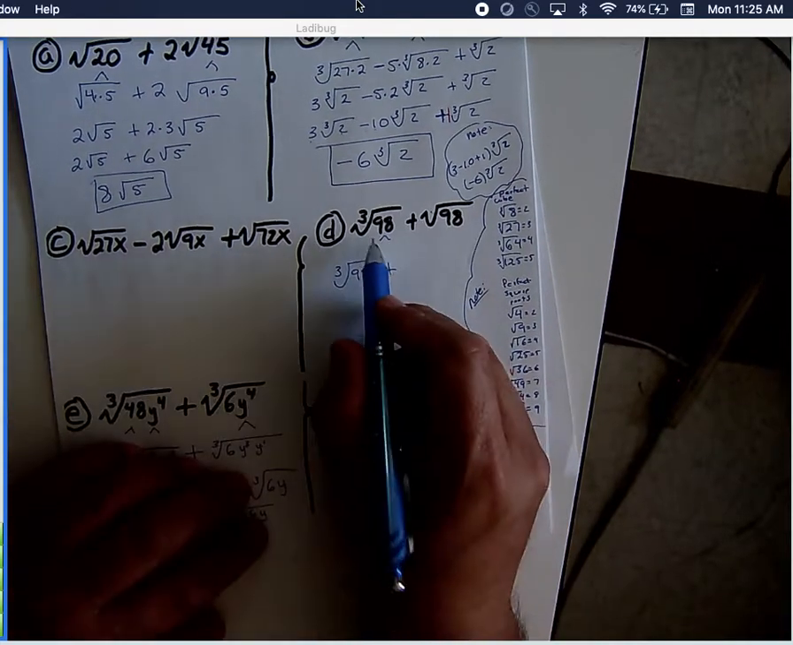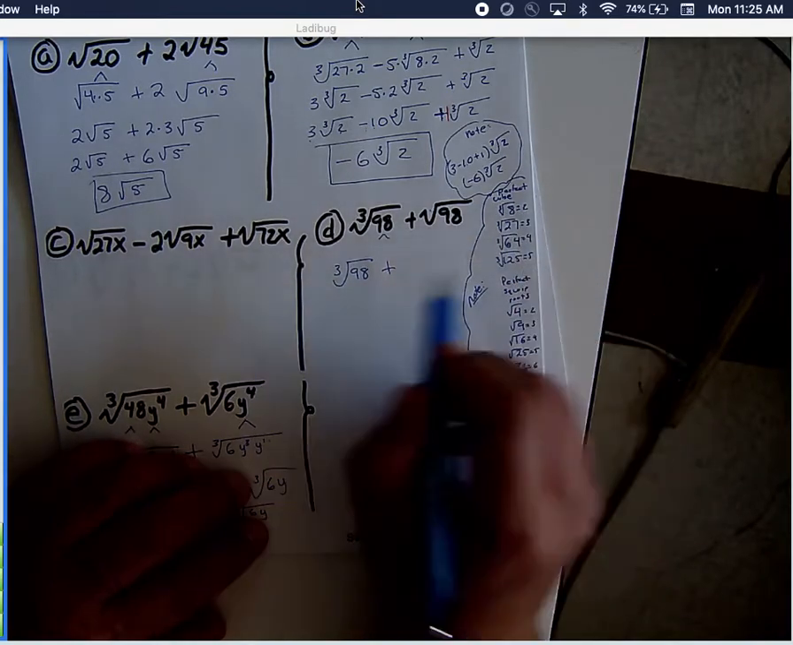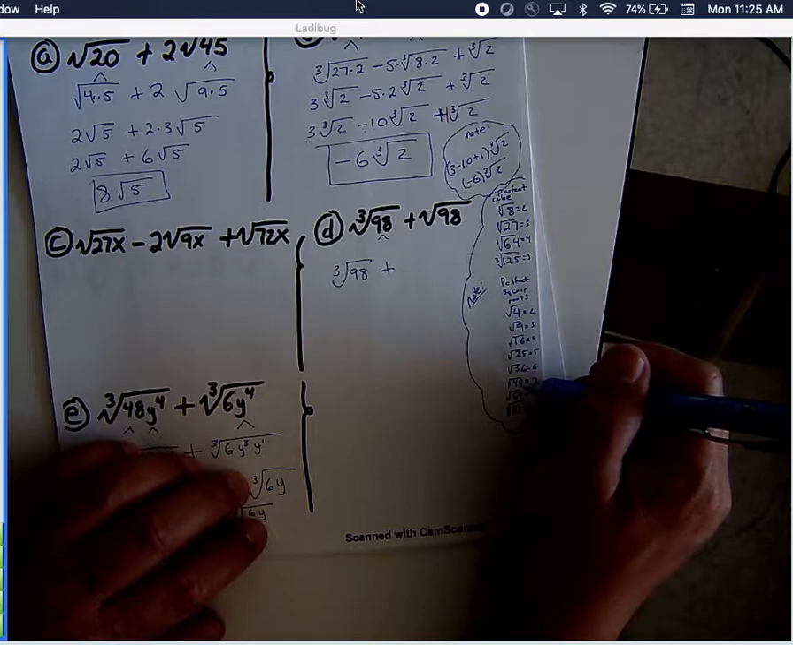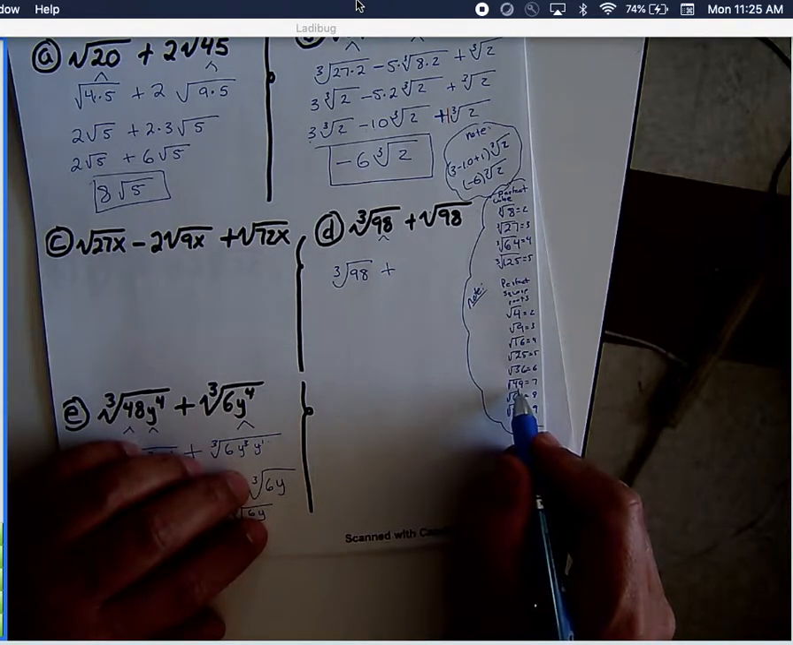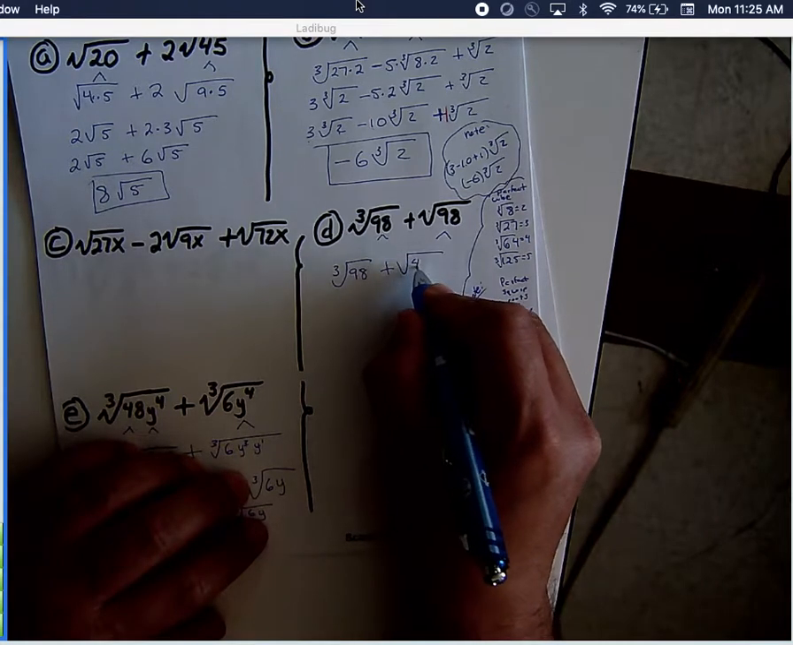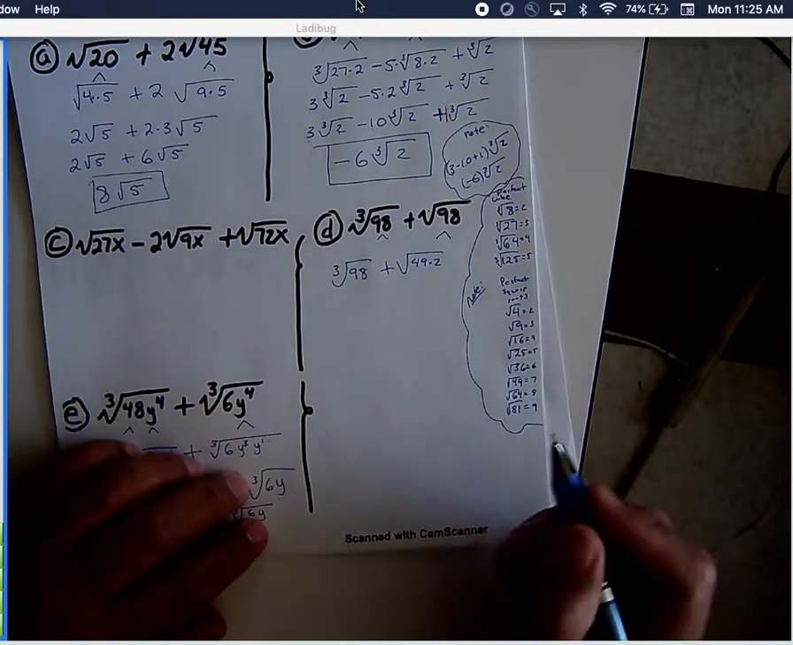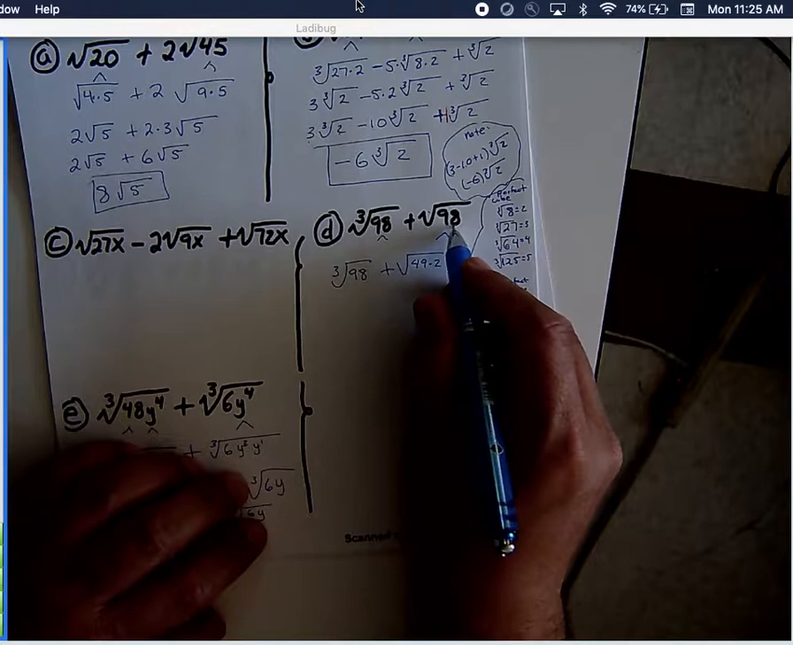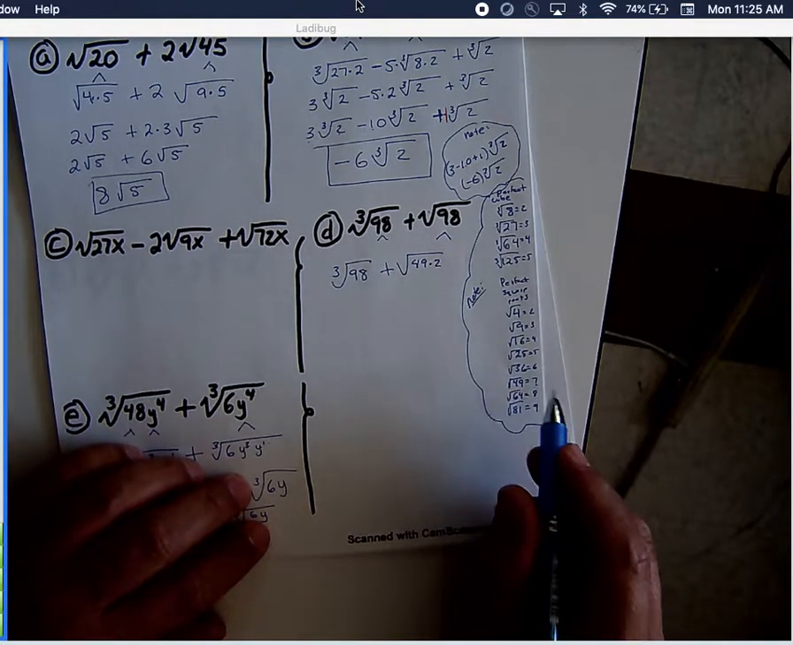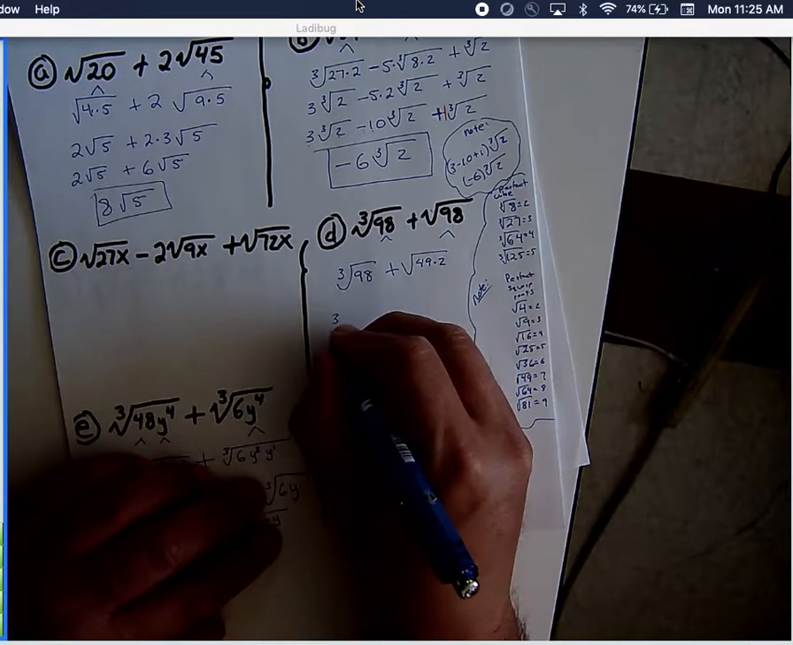Okay, so that one we can't divide by any of these, so we can't find a cube root. For that one, I noticed this one, 49. So this one can be split into 49 times 2. 49 times 2 gives you 98. And I know the square root of 49 is 7. So that one stays the same.